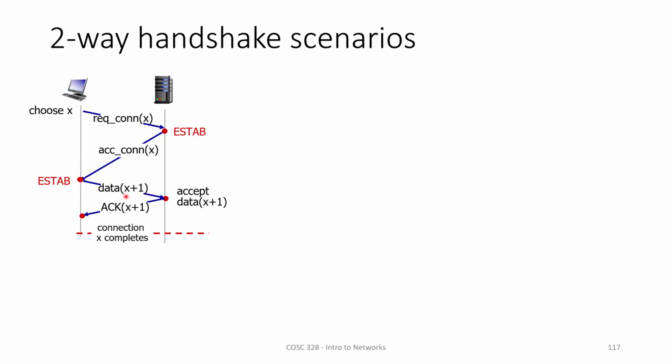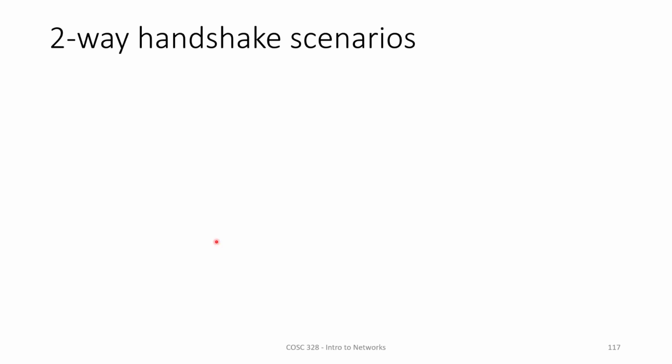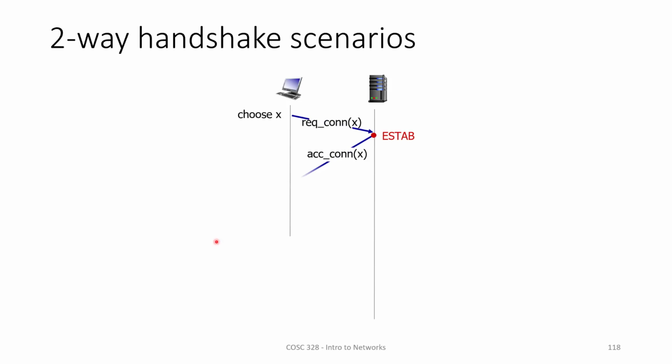Remember that the sequence number was X, and requesting a connection is basically one bit that is sent. So this is X plus 1. This is the sequence number for the data. Then the data is accepted at the server side, the acknowledgement is sent, and then the connection for this message transmission is completed. This is great. There is no problem. Everything was great. So this was actually the ideal case.